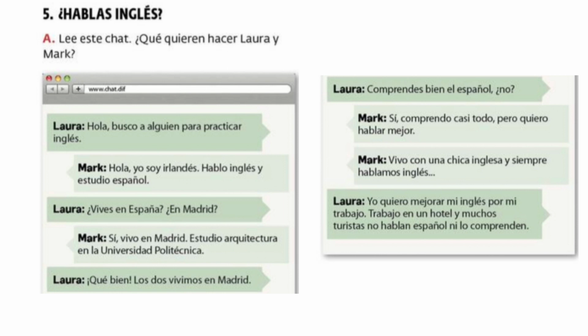Laura: Qué bien, los dos vivimos en Madrid. Wow, how good, we both live in Madrid. ¿Comprendes bien el español, no? You understand Spanish really well, no? Mark: sí, comprendo casi todo, pero quiero hablar mejor. Yes, I understand almost all of it, but still, I want to improve my speaking abilities in Spanish. Mark: vivo con una chica inglesa y siempre hablamos inglés. I live with an English girl and we always talk in English.